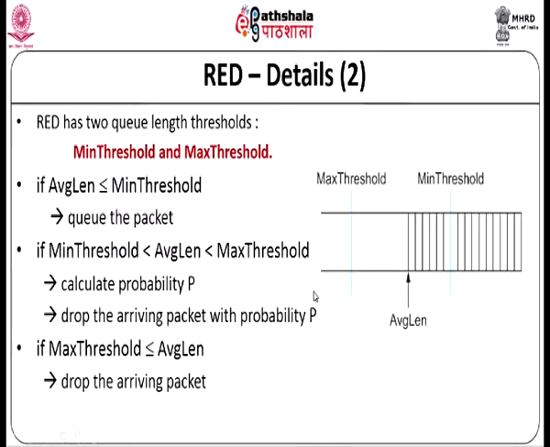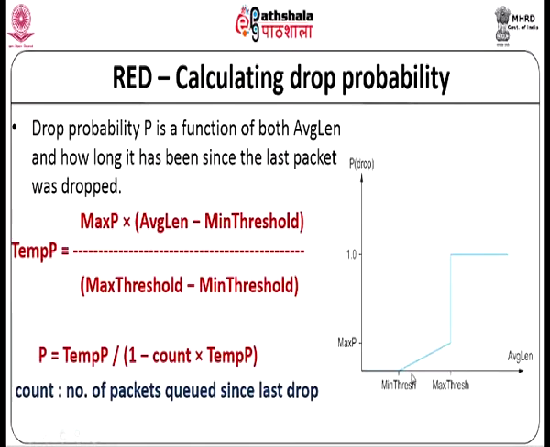So how do we calculate this drop probability? That is the next part. This is how the drop probability function should look. On the x-axis you have the average length, and on the y-axis the dropping probability. As long as the length of the queue is less than the minimum threshold, we are not dropping anything, so the probability is 0. Between the minimum threshold and the maximum threshold, the drop probability will increase. We would like it to increase linearly, and once it crosses the maximum threshold, we will definitely drop the packets, which means the drop probability becomes 1. This is what is shown by this figure.